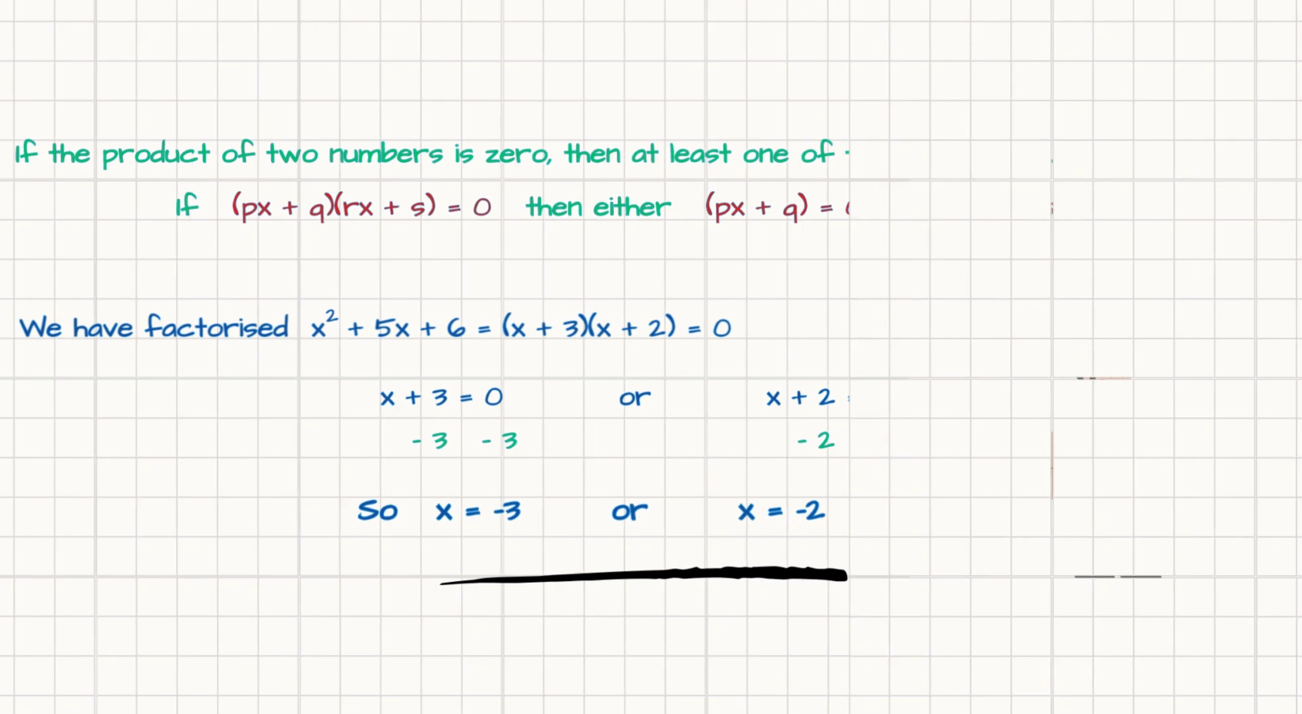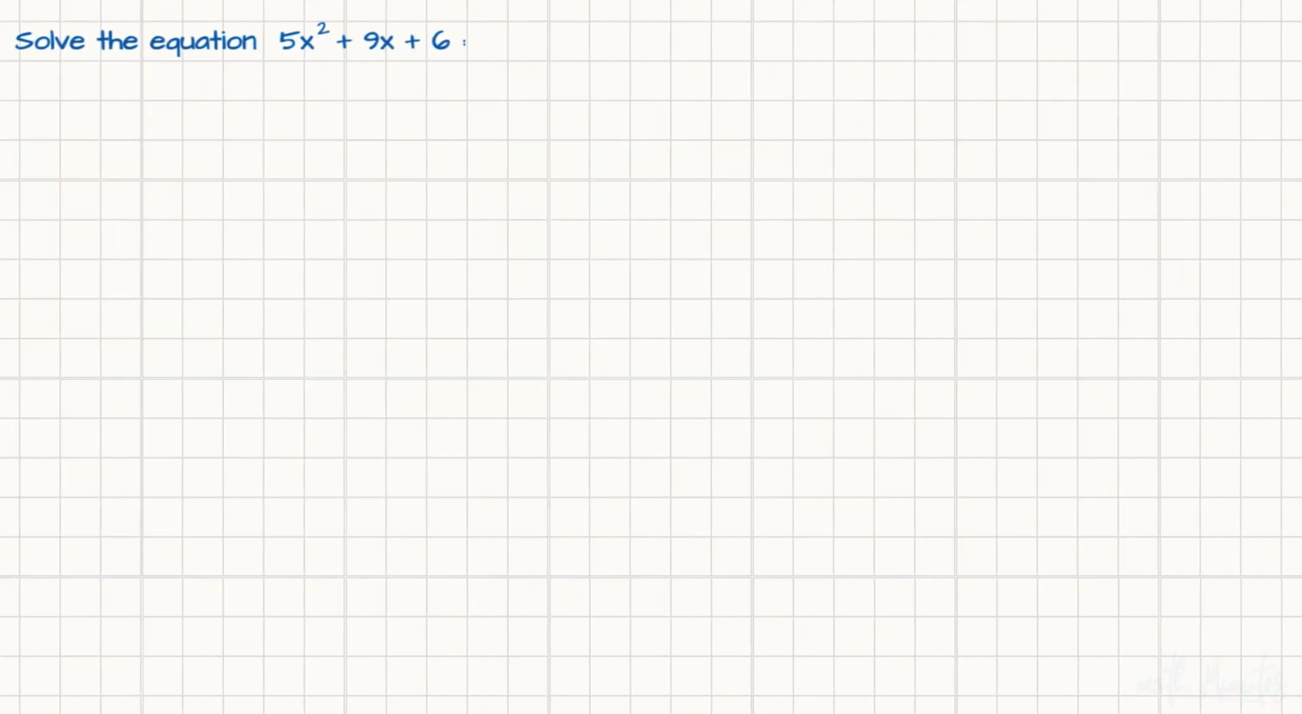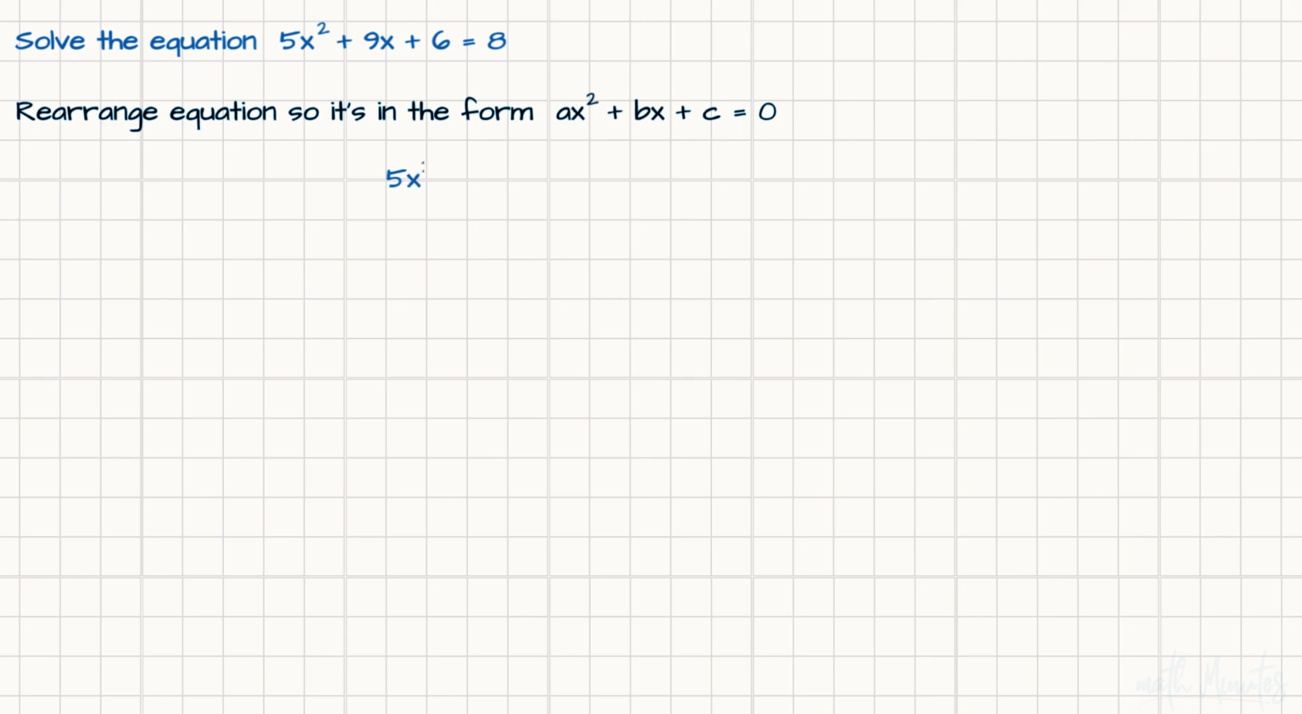Let's look at another example. Let's solve the equation 5x squared plus 9x plus 6 equals 8. Before we start factorising, we have to rearrange the equation so it's in the form ax squared plus bx plus c equals 0. This gives us 5x squared plus 9x minus 2 equals 0. Now we can see that we have a equals 5, b equals 9, and the constant c equals minus 2.